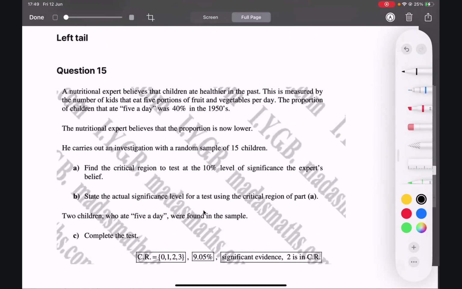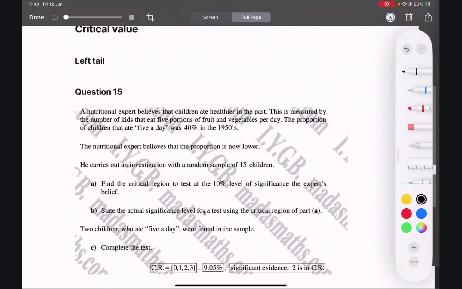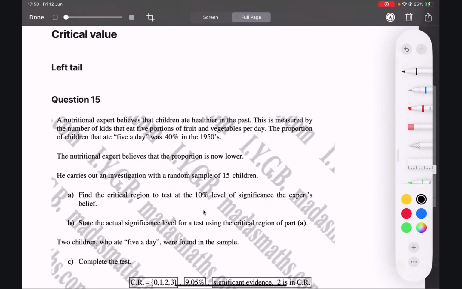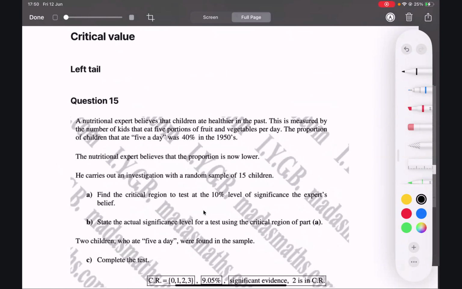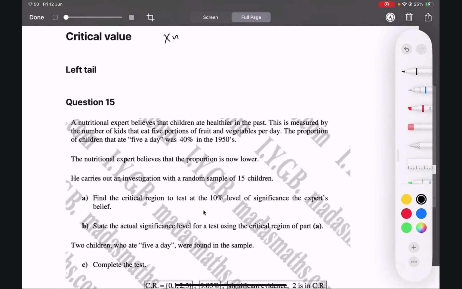I'll go through an example. Critical value is actually easier. It's just a bit long, but it's not meant to be hard. So we have X ~ B. A nutritional expert believes that children ate healthier in the past. So they think the proportion of children eating 5 a day has decreased. So 0.4 was the proportion eating 5 a day. It's a sample size of 15.